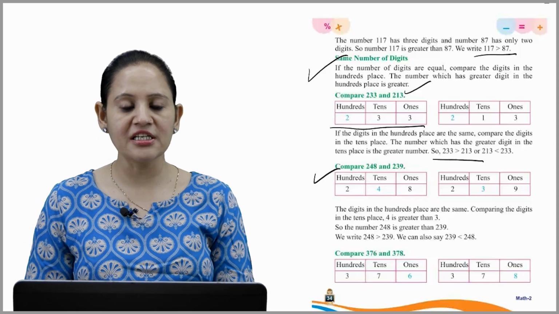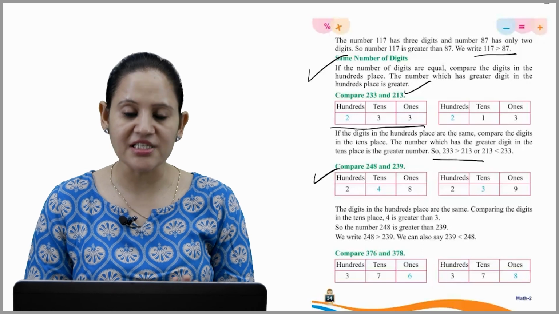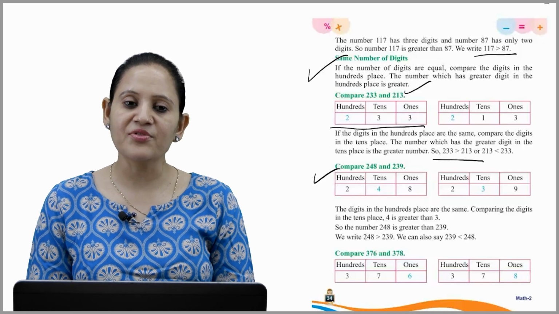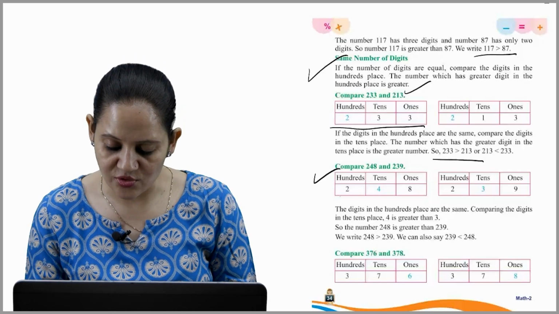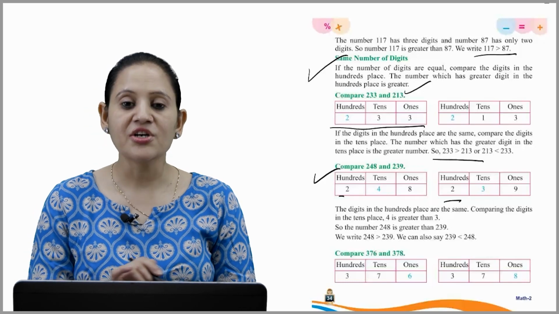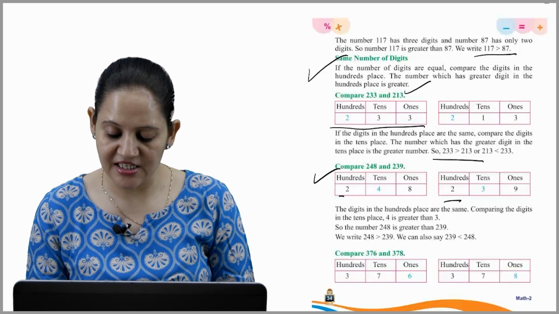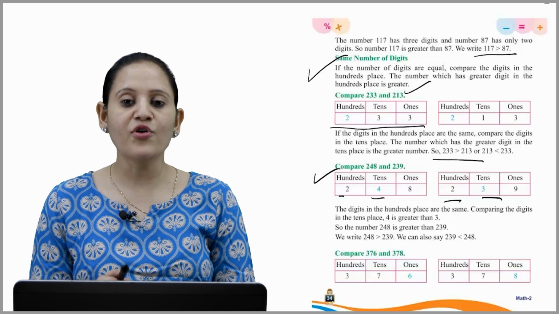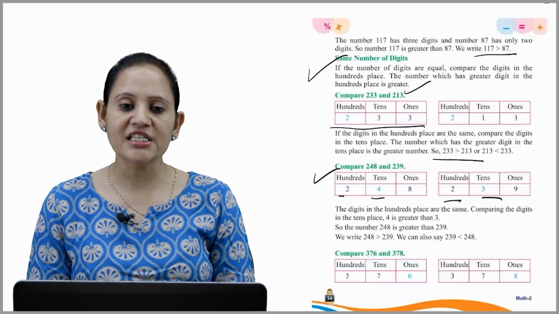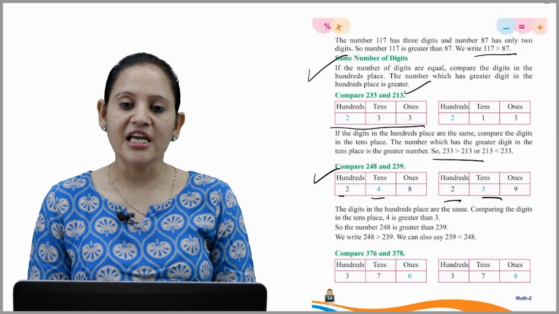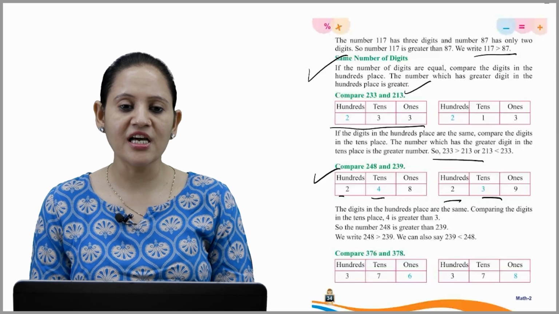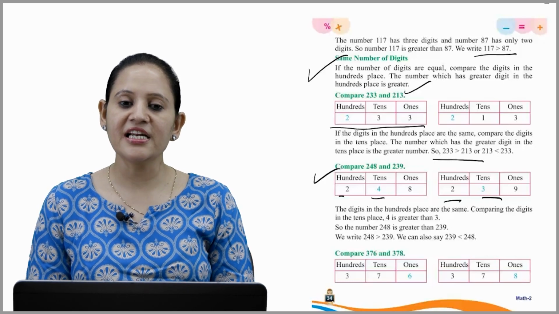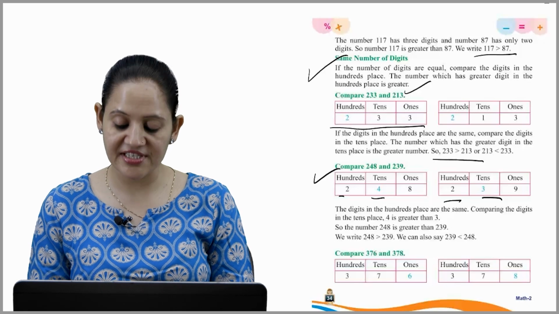Again both are 3-digit numbers, so we'll compare the digits. हम क्या करेंगे, we start with the leftmost digit. Here it is 2, 100 की place में दोनों में 2 है, so we'll compare the digit at tens place. Here it is 4 and here it is 3. 4 is greater than 3, so we can say 248 is greater than 239. Clear? Next is compare 376 and 378.